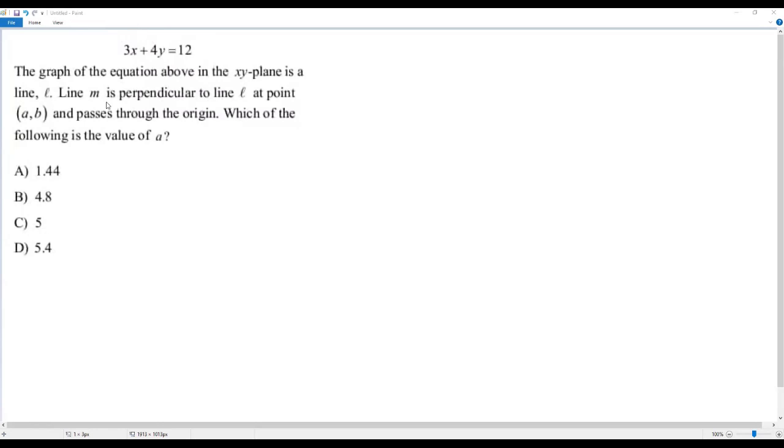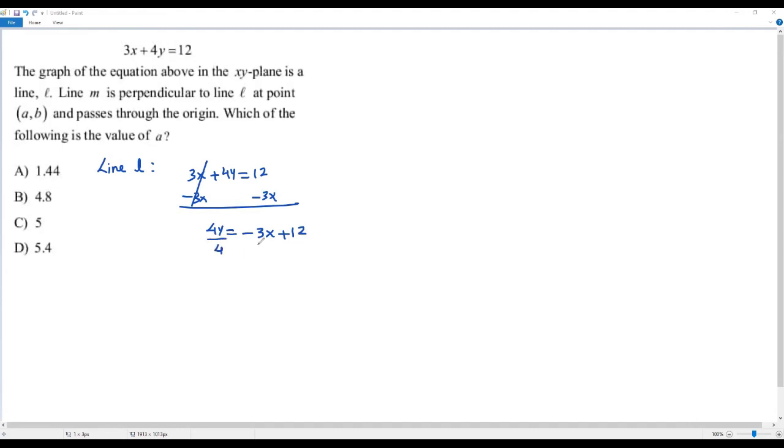Okay, now let me write the equation of line L in slope-intercept form. The given equation is 3x + 4y = 12. And now I'm going to write this equation in slope-intercept form, that is y = mx + b. Now let me subtract 3x from both sides. When I do so, this 3x and 3x will cancel. I'm getting 4y = -3x + 12.